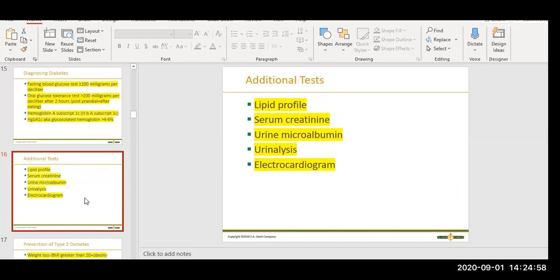People, especially with type 2 diabetes, I'm going to be looking at their lipid profile. In other words, what is their cholesterol, their triglycerides, right? High. How's their kidney function? So we look at the creatinine, microalbumin, which is a protein. So we'll do urine analysis, EKG.